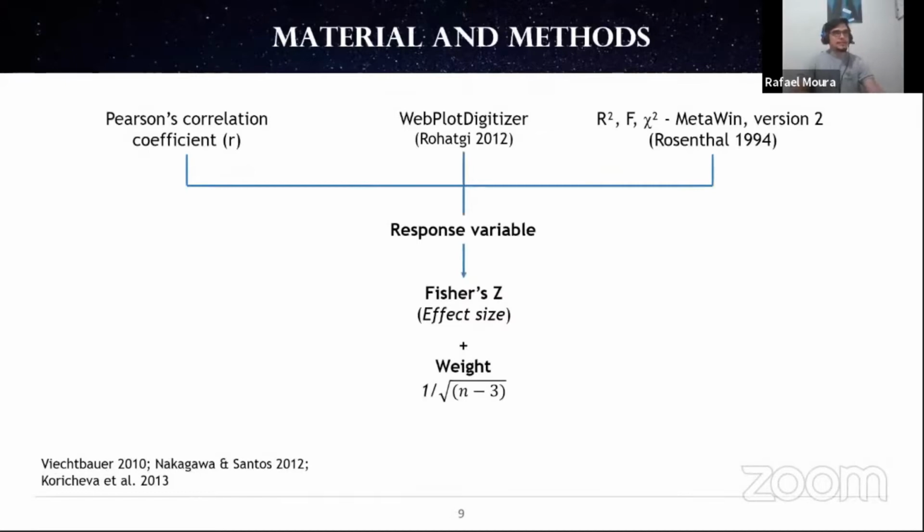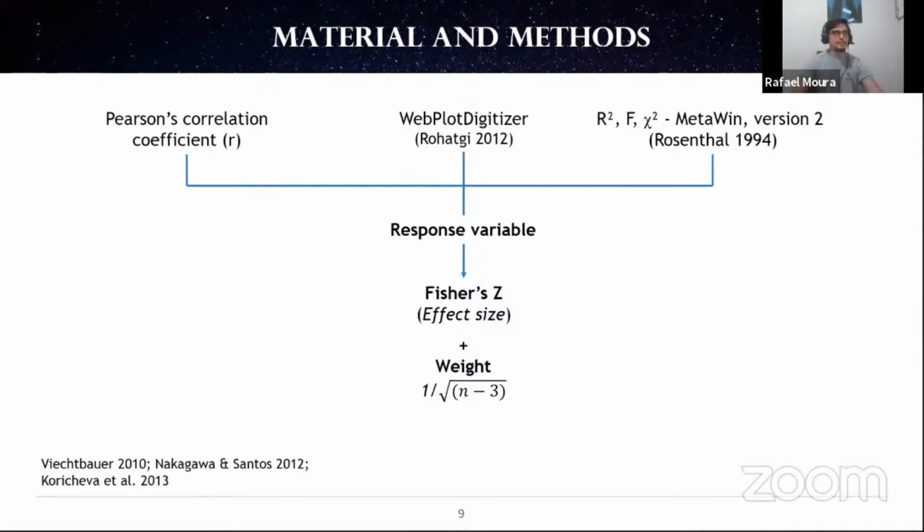So basically, we screened each study looking for Pearson's correlation coefficient, r, and when data was presented in graphs, we extracted the data points using the WebPlotDigitizer software and calculated our own correlation coefficient, or transformed all the statistics into a correlation coefficient using the MetaWin calculator. So we used all these measures of correlation coefficient to transform into Fisher's Z, which we used as effect size in our study. We use this kind of statistic because Fisher's Z represents a normal distribution of residuals.